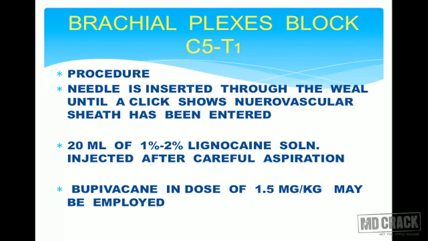Now the procedure: the needle is again inserted through the wheal until a click is achieved, which shows that the neurovascular sheath, that is the axillary sheath which covers the axillary artery, has been entered. There should be a definite click, and careful aspiration should be done so that you do not inject the drug inside the axillary artery, which might lead to catastrophic events on the spot. Amount of drug to be given: 20 ml of 1 to 2% xylocaine solution is injected after careful aspiration to see that there is no backflow from the needle or no blood aspiration. Bupivacaine in the dose of 1.5 mg per kg may be employed to achieve this particular block.